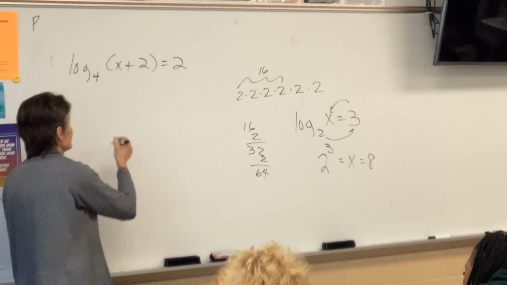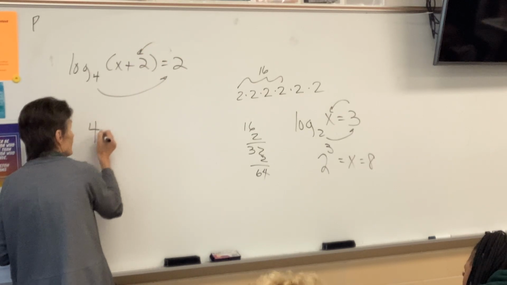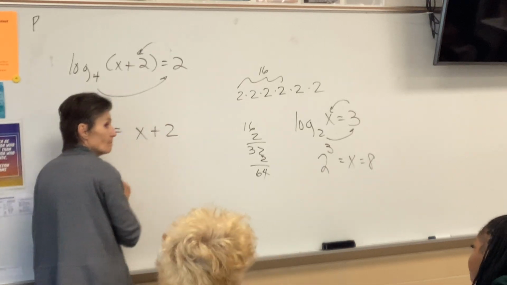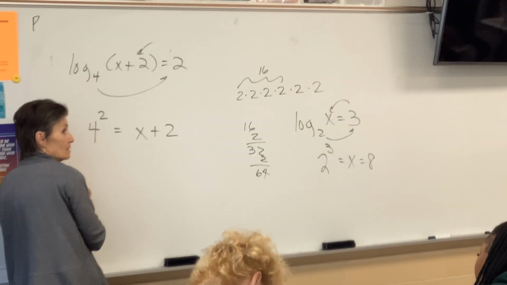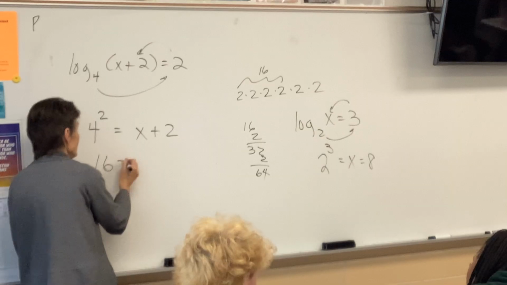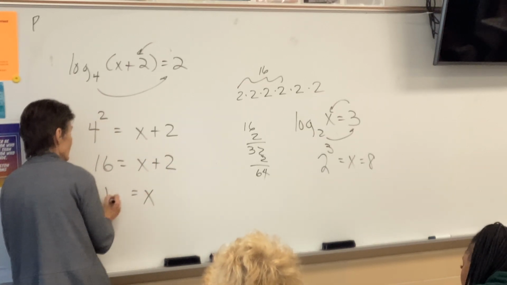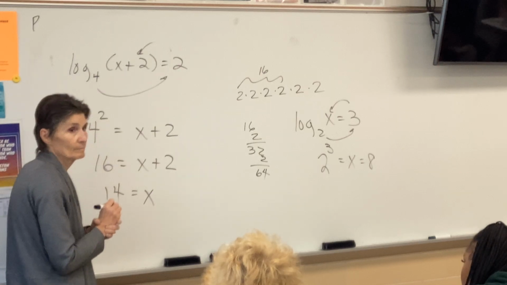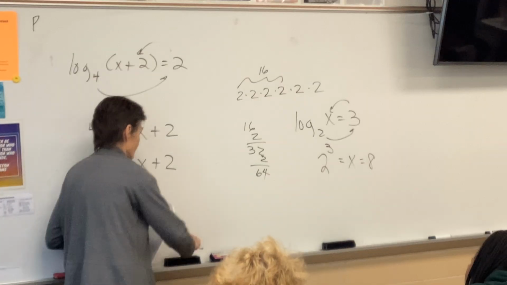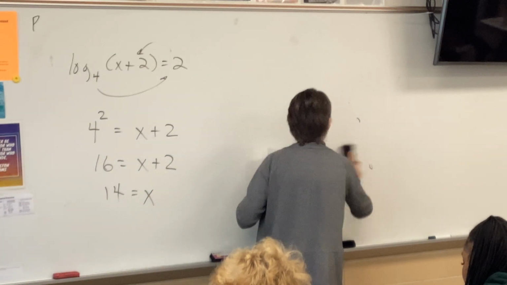Loop-de-loo it. What's it say when you loop-de-loo it? 4 to the second, 4 squared equals x plus 2. 4 squared is 16 equals x plus 2. So x equals 14. How about D?